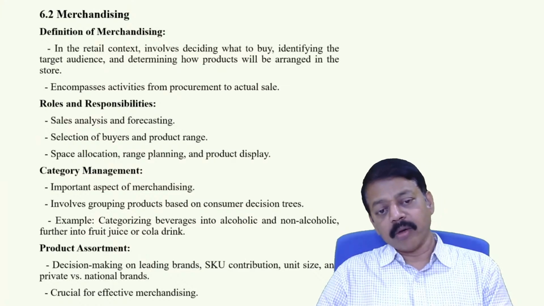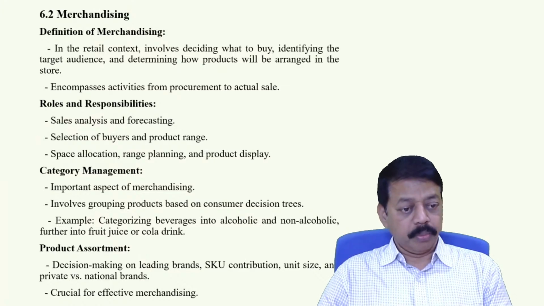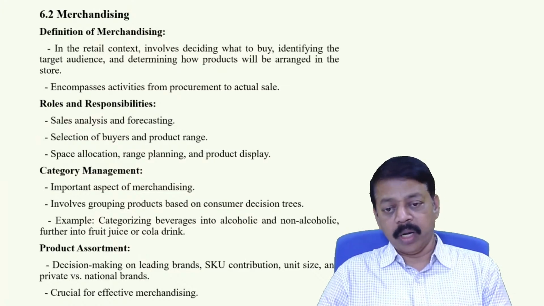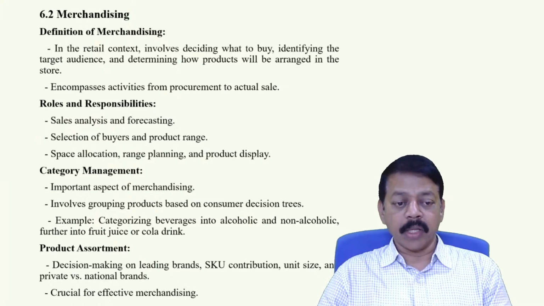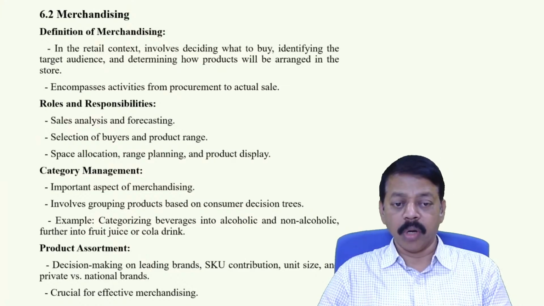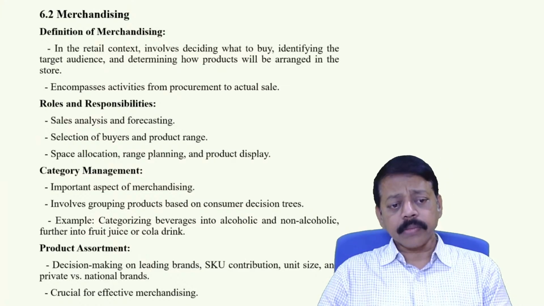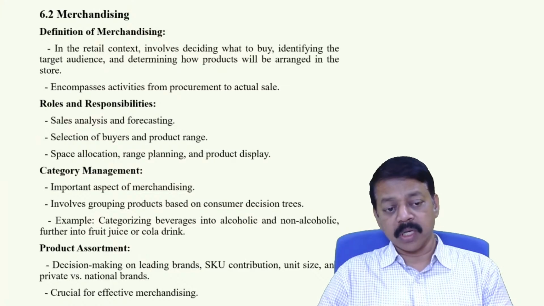For example, categorizing beverages into alcoholic and non-alcoholic can be done, and further into fruit juice or cola drink. If it is a non-alcoholic drink, you can categorize whether the customer is going to go for fruit juice or cola drink. Then you talk about product assortment: decision making on leading brands, SKU contribution, unit size, and private versus national brands.